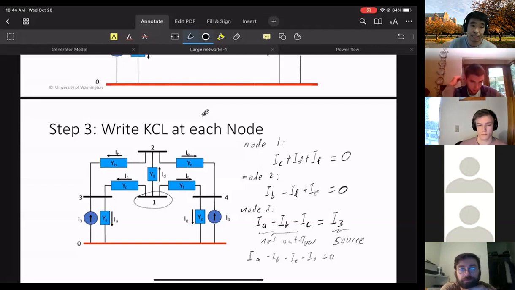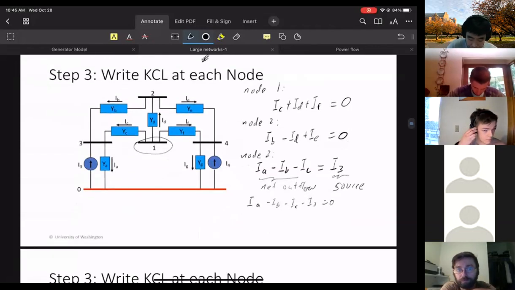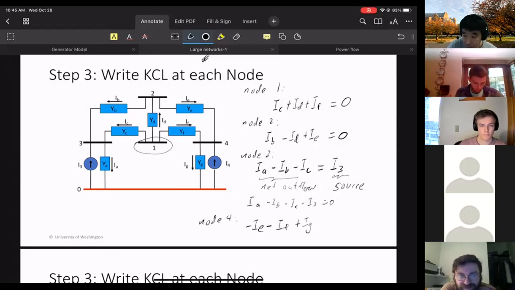If you have this kind of question, please ask. There's a lot of plus and minus sign convention going on here, and some of it looks somewhat arbitrary, but it's a convention used throughout the industry. Then we've got node four. Similar to node three, we have IE flowing in, so minus IE, minus IF flowing in, plus IG flowing out, equals I4, which is the current source on this bus. Questions about this?